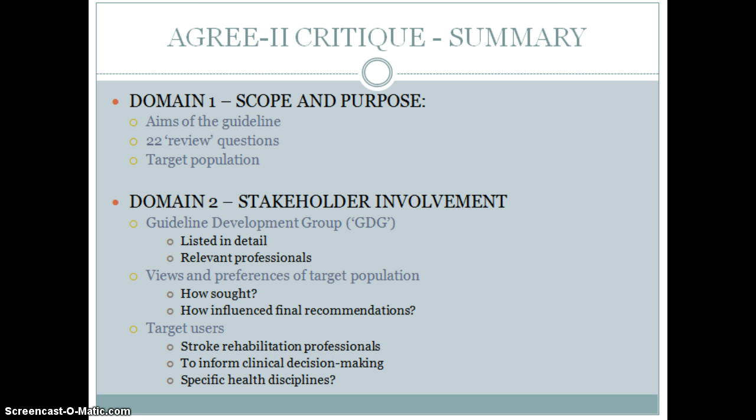It is made clear that the guideline is intended for use by professionals involved in stroke rehabilitative care, aiming to inform their clinical decision-making regarding intervention. However, specific health disciplines are not suggested.